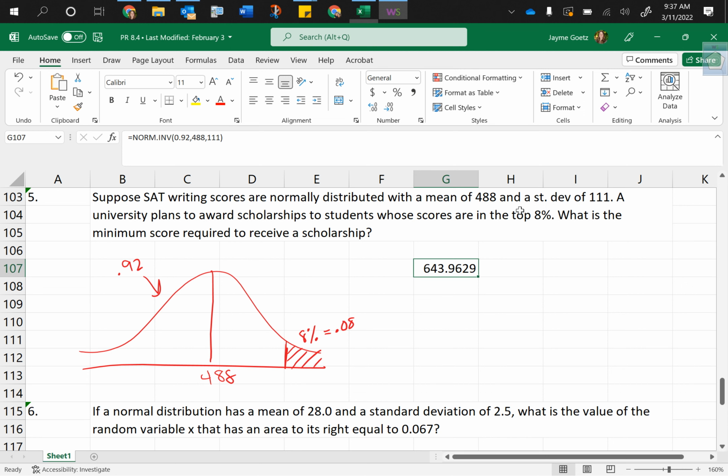Now, Hawks will tell you how they want you to round. For this practice, I'm just going to round to the nearest whole number. And that means the question was, what is the minimum score required to receive a scholarship? And that's going to be 644. So that means this right here is 644. That's your X value. You have to receive a 644 on the SAT writing score to be in the top 8%.